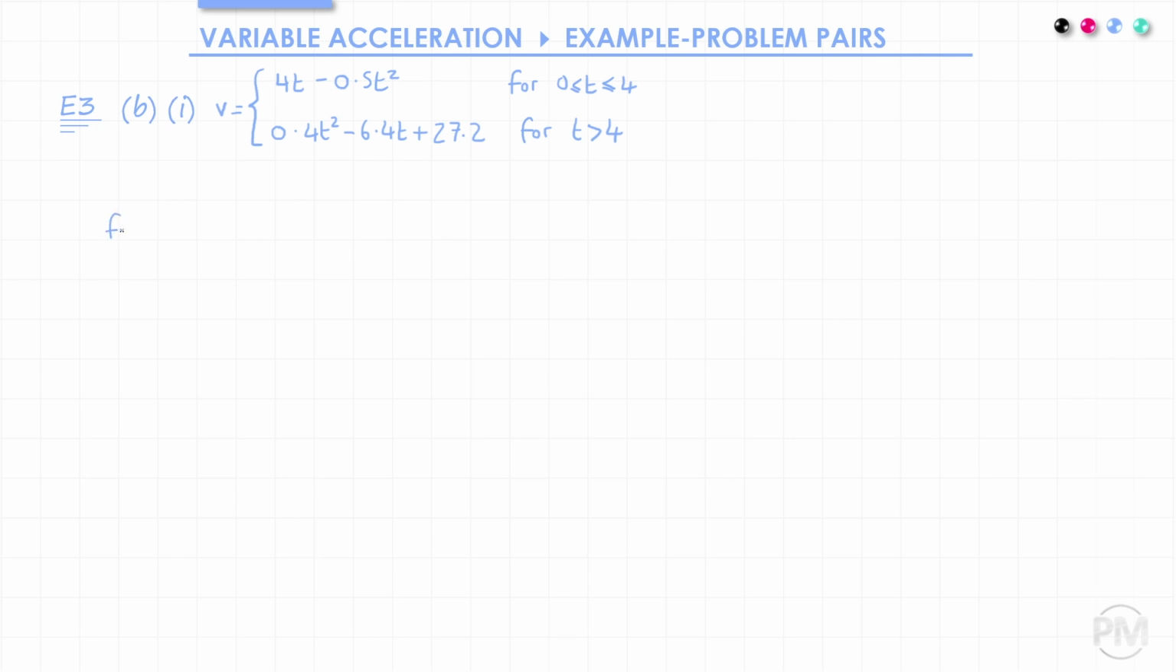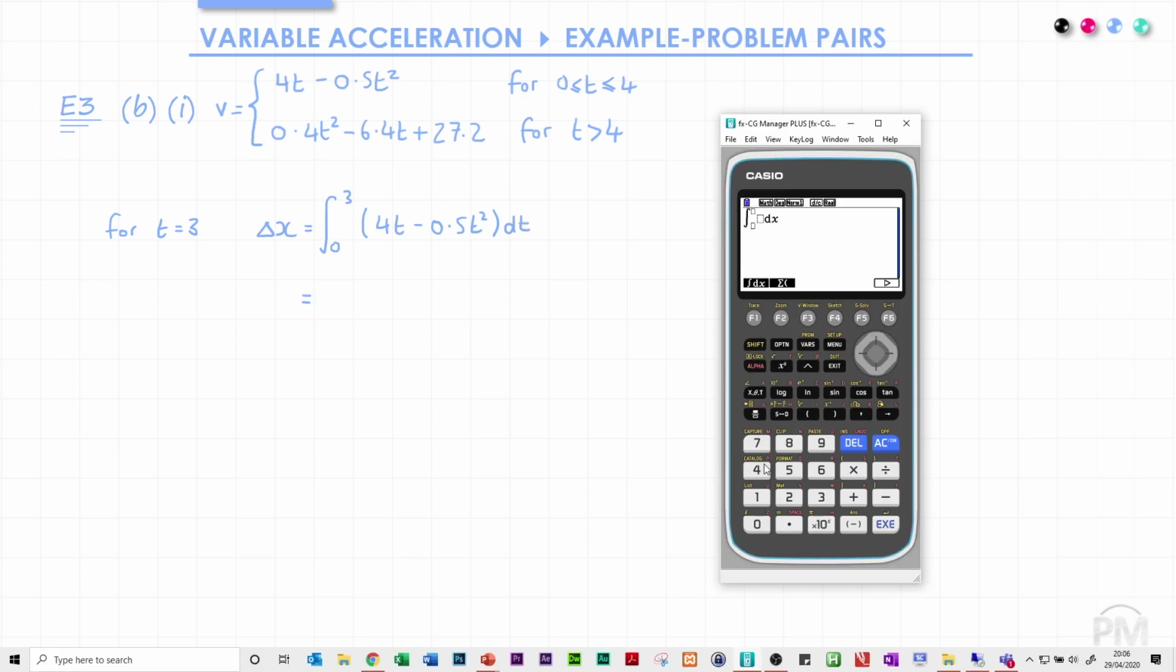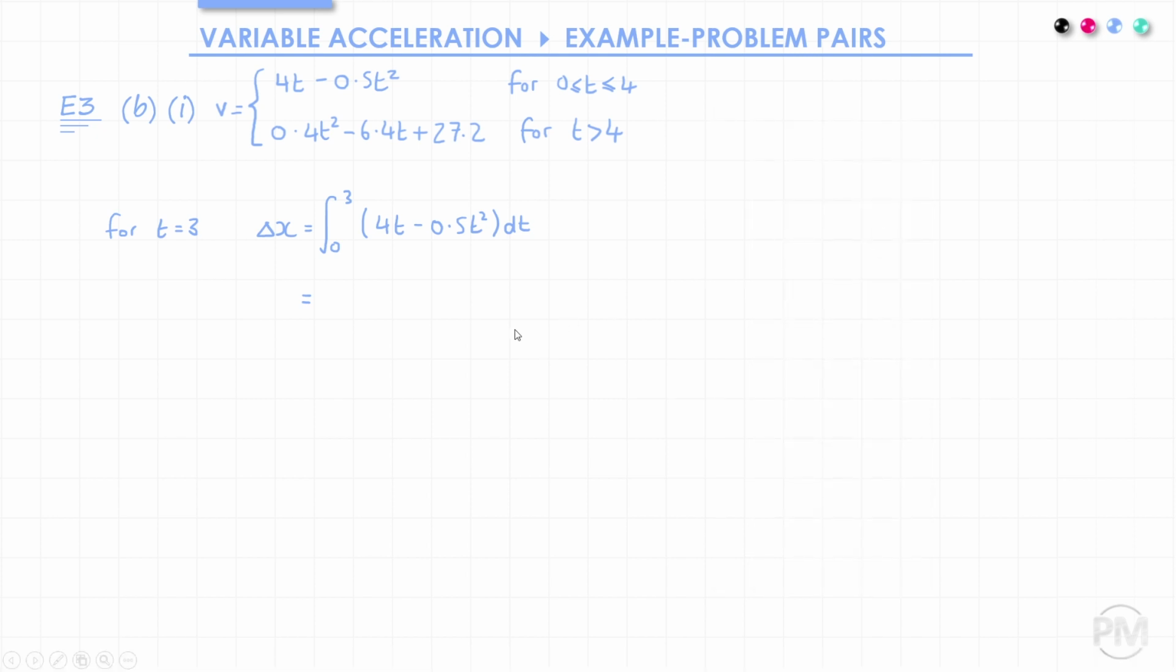So for t equals 3, the change in displacement between 0 and 3 is given by the integral between 0 and 3 of 4t minus 0.5t squared. We can just pop that into our calculator. And that gives us 13.5 meters.